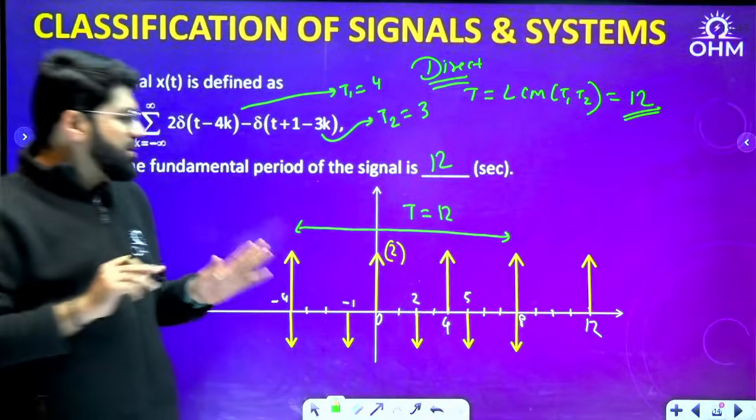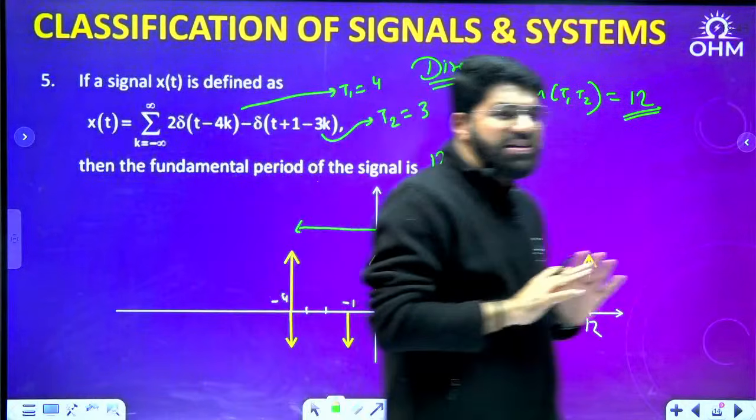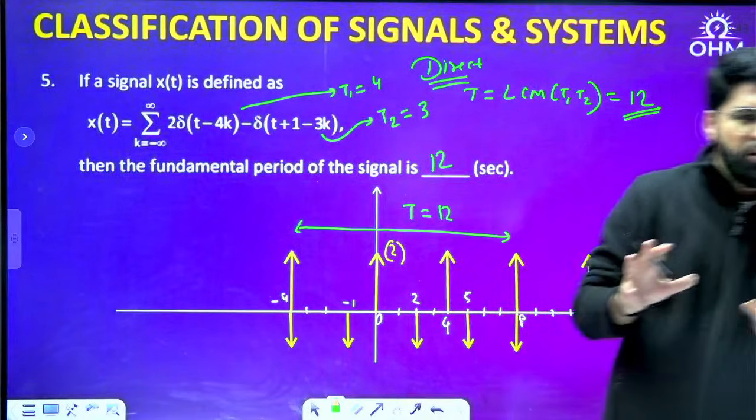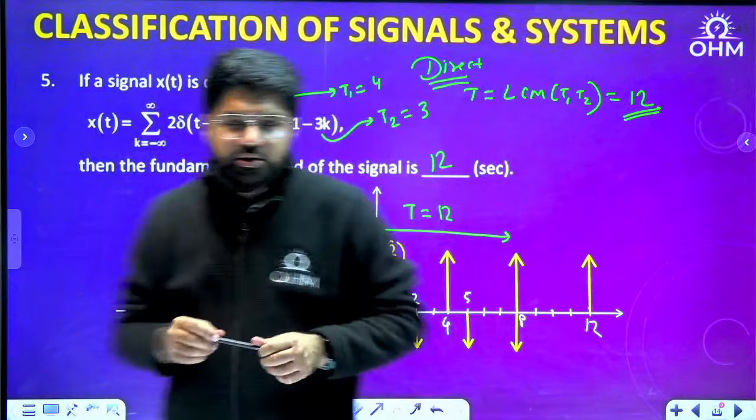Otherwise we can do it by orally analyzing the data, but I've just explained it by sketching the particular waveform so that things are understood better in your mind.